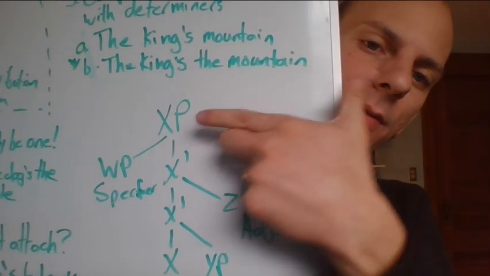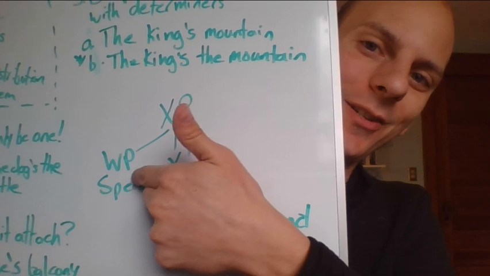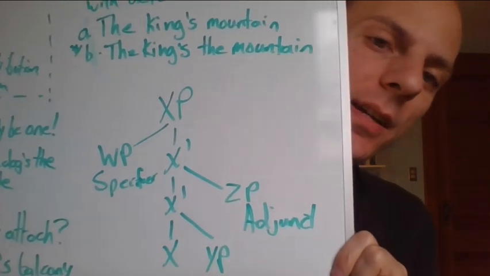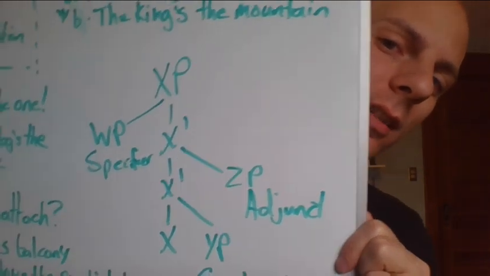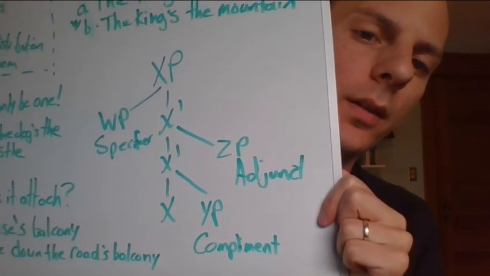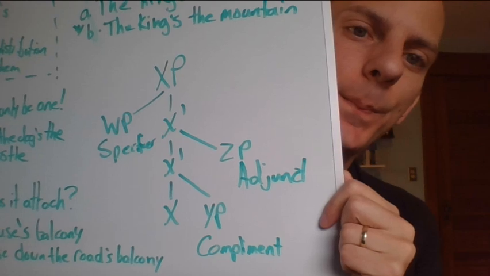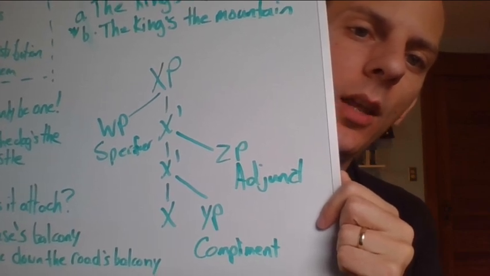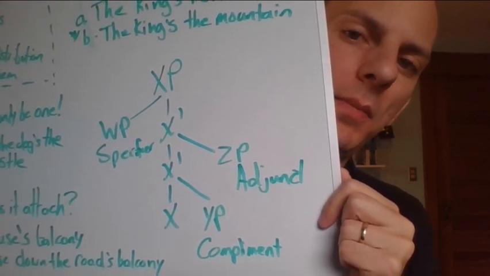Let's think about specifiers on this far side. Do we think that those are iterative, like adjuncts, or can there only be one of them, like complements? Take a second and think about that. What would make that property be true or not?